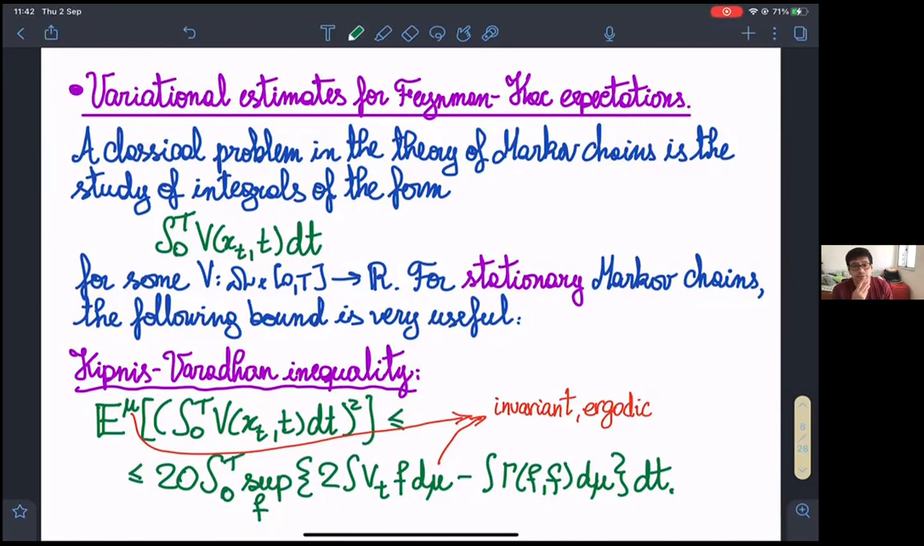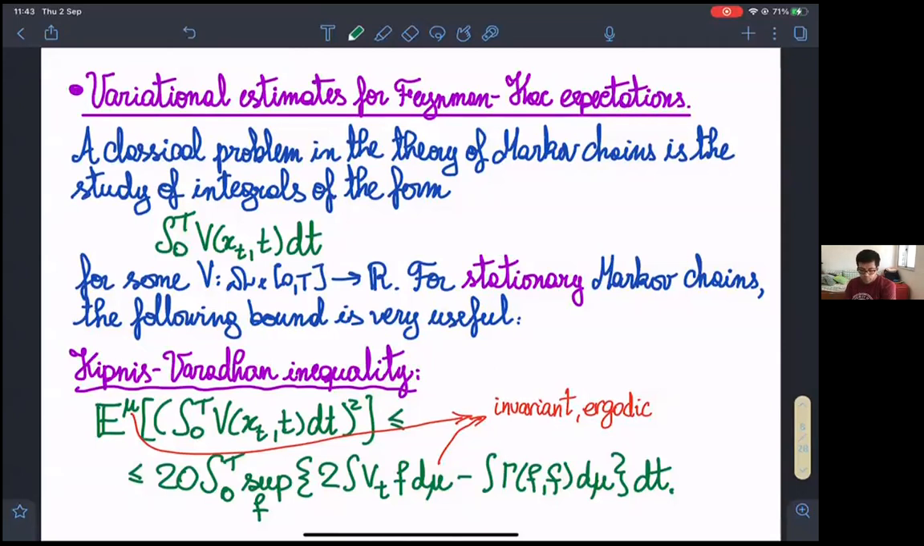Whenever you want to analyze this type of questions about long-time behavior of Markov chains, it's a good idea to have a way to estimate this type of integrals here. A very powerful tool, which is especially well suited for reversible Markov chains, but is also valid for general stationary Markov chains, is what we call the Kipnis-Varadhan inequality.